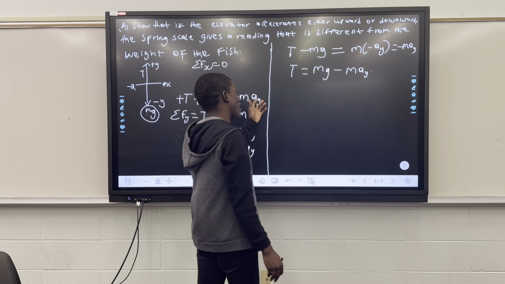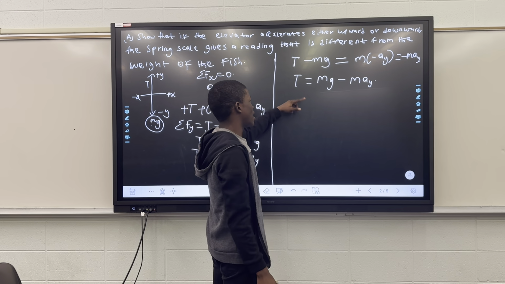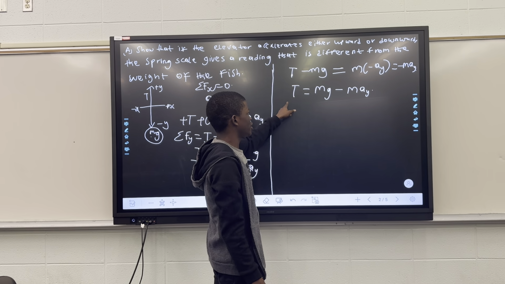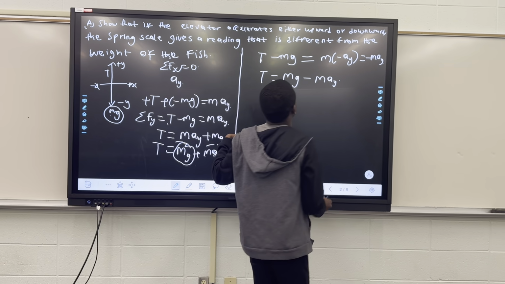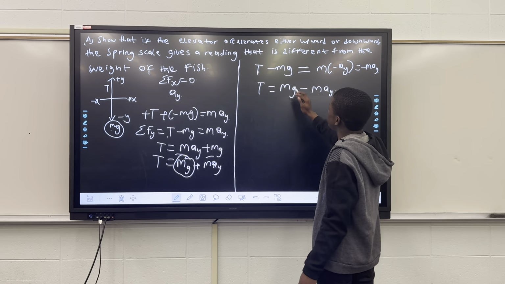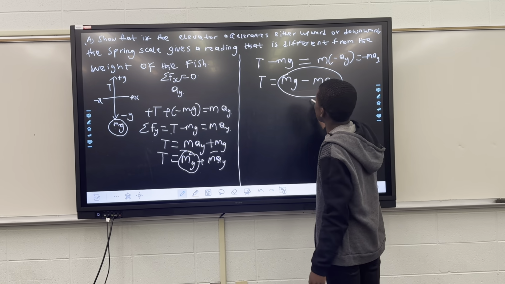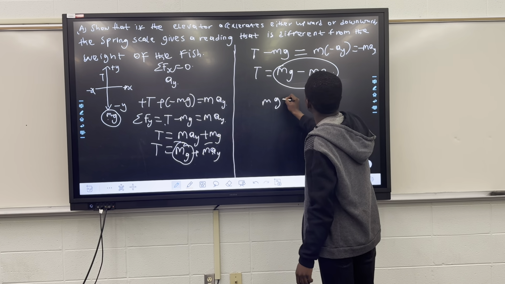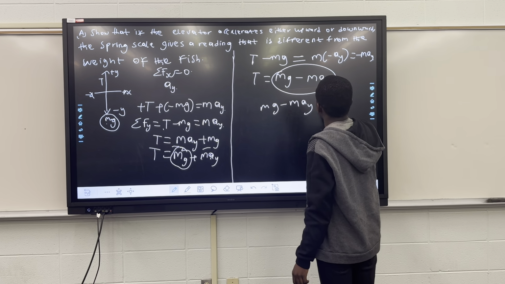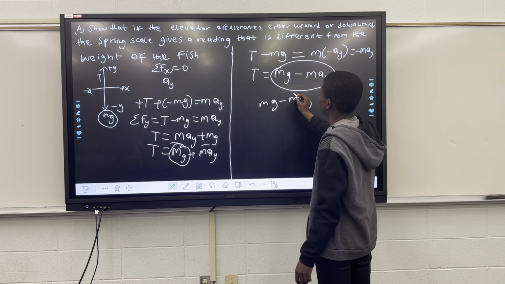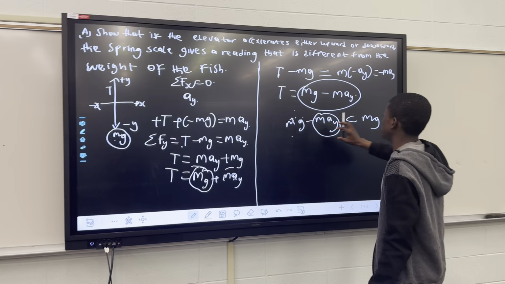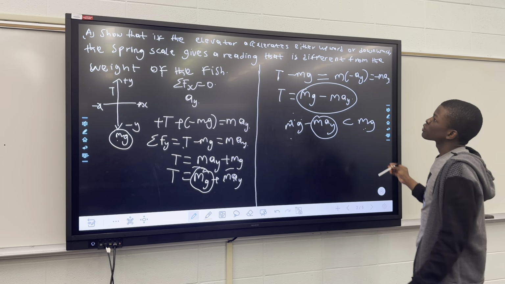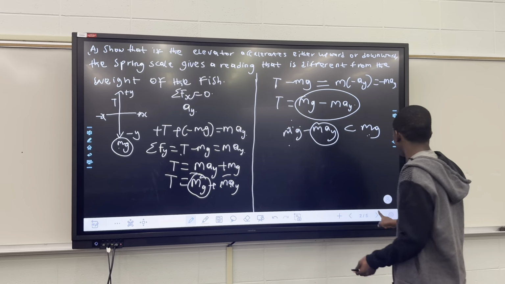And so in the y direction, this will be our reading on the scale if the elevator is moving downwards. You'll notice that this value is going to be smaller than mg. This value is smaller than mg because this is a number, and if you are subtracting from this other number, it's going to be smaller than this one. So that's all for this question.